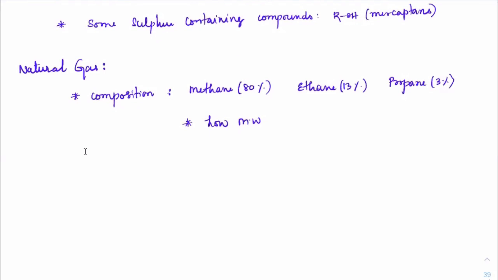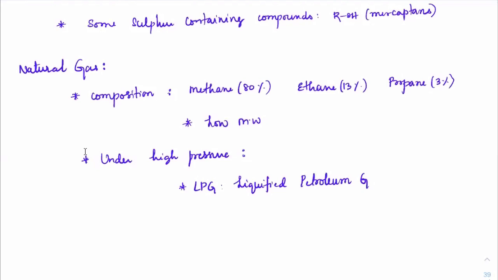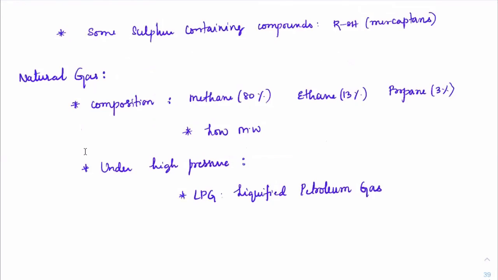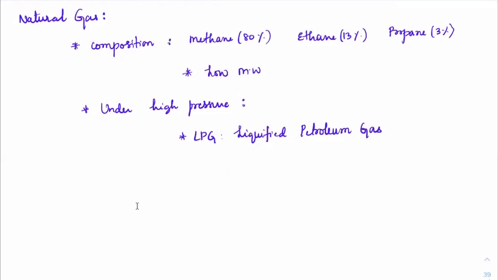In short, all of them would be low molecular mass compounds which will be present. Correct? In case we take this natural gas under high pressure, we can in fact compress these gases and convert them into a cooking gas, which is what we call LPG. Correct? This is liquefied petroleum gas. Right?